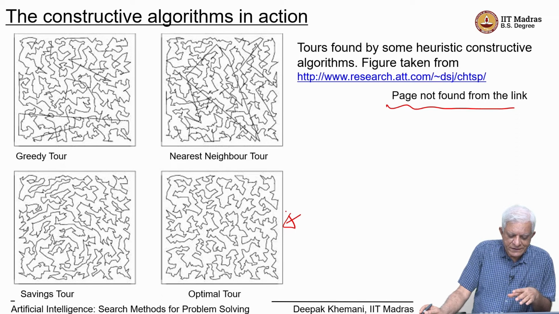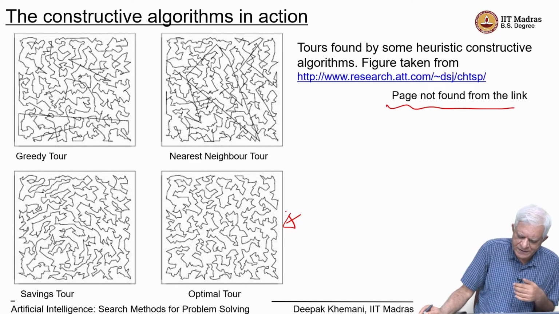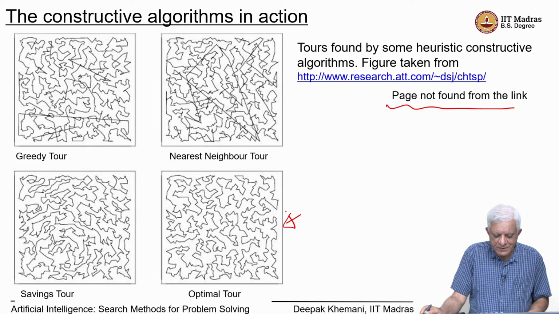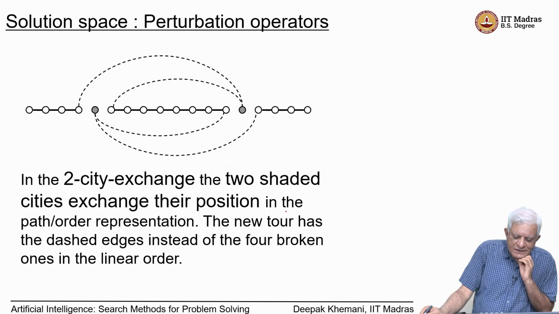You can see that the greedy tour and the nearest neighbor tour have a lot of long lines thrown here and there, like for example, in the example that we saw earlier, and the savings tour seems to be performing a little bit better. It may or may not be optimal. So, now let us look at perturbation operators. We have looked at greedy constructive approaches for constructing tours.